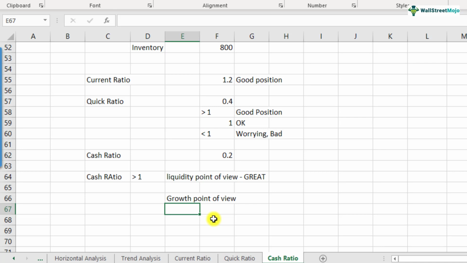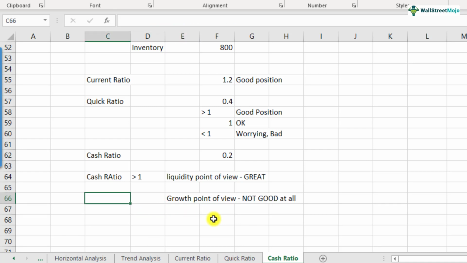It does mean that you are not having the right kind of projects to invest, and that's why you have cash at your hand. There could be other reasons as well. You know, the other reasons could be that you are piling up cash for a potential acquisition or something. That's a separate story altogether. But in general, let's say if cash ratio is greater than one, liquidity is, yes, it's great, but from growth point of view, it is not good at all.